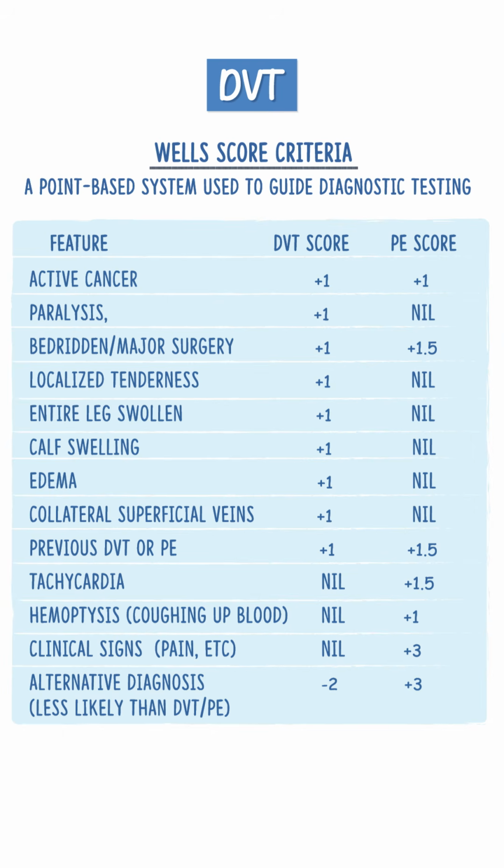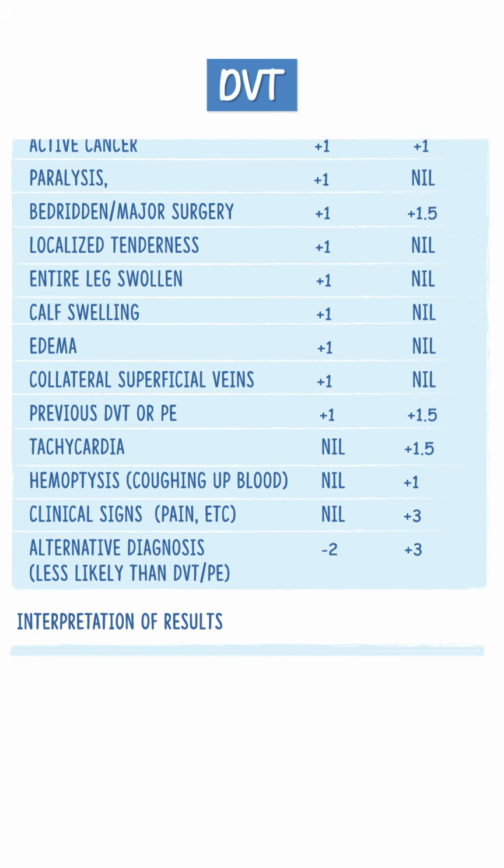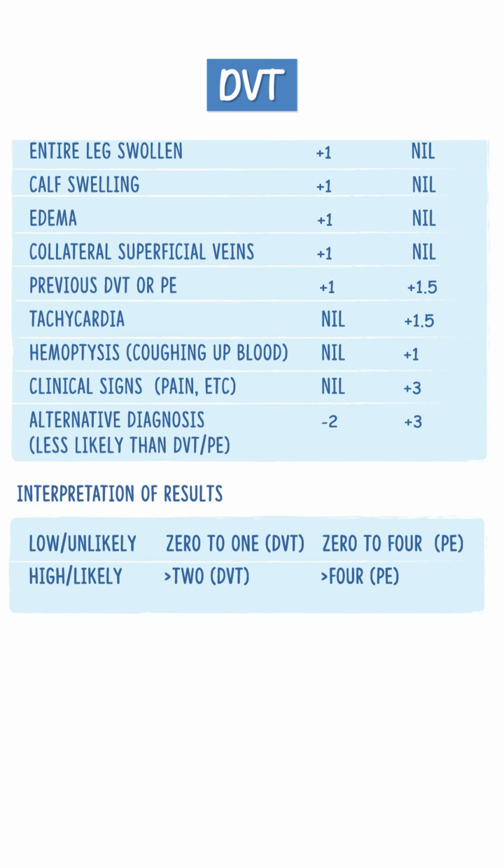A patient is awarded points for symptoms such as calf swelling over 3 cm or a previous DVT, while 2 points are subtracted if an alternative diagnosis is equally likely. A total score of 2 or higher indicates a DVT is likely, while a score of 1 or less suggests it is unlikely. The Wells score for PE follows a similar logic but focuses on different clinical markers like tachycardia to determine if a pulmonary embolism is likely enough to warrant a CT scan.